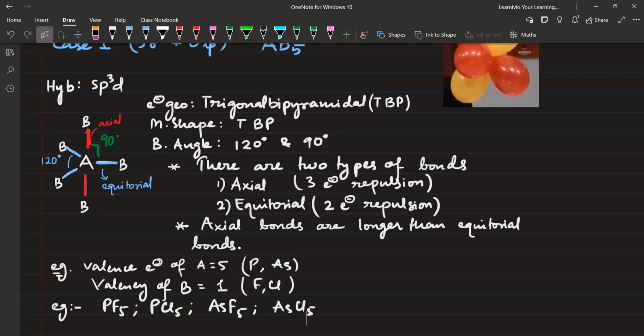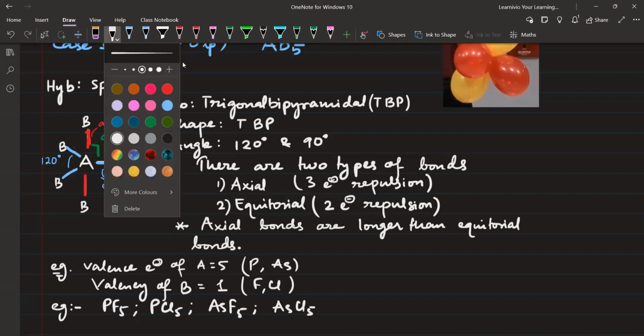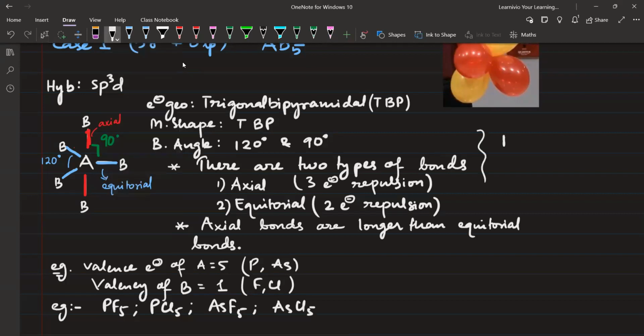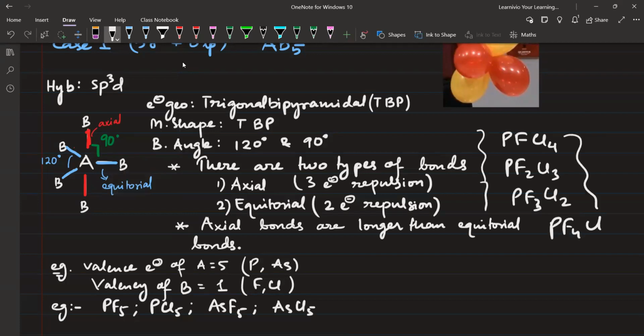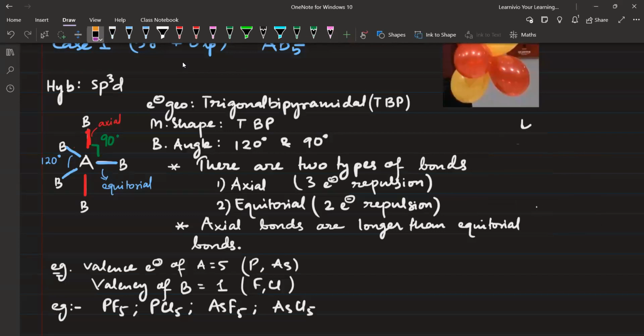Now, in JEE and NEET, we also have to discuss what happens if we have something like PF2Cl3, or PF3Cl2, or PF4Cl, whether the fluorine will go to equatorial or axial. In this type of discussion, electronegativity plays a role. Interesting concept, but let us move on. Now, does this make sense? Yes or no? Please tell me. Yes, sir. Moving on.